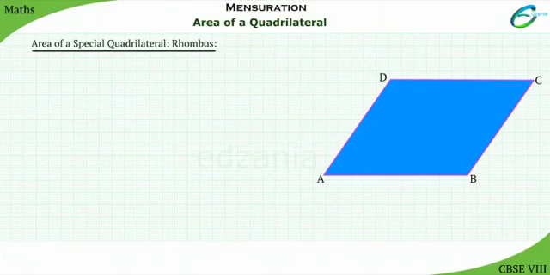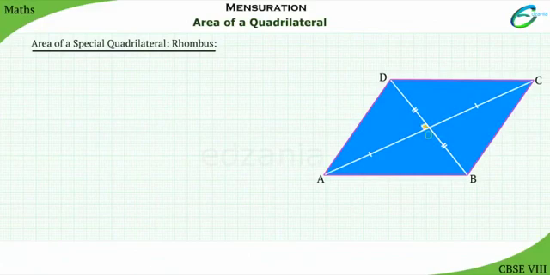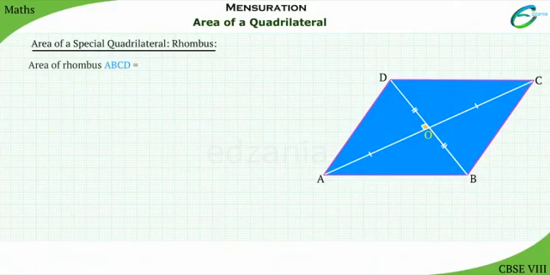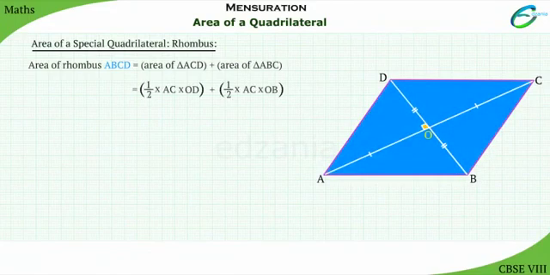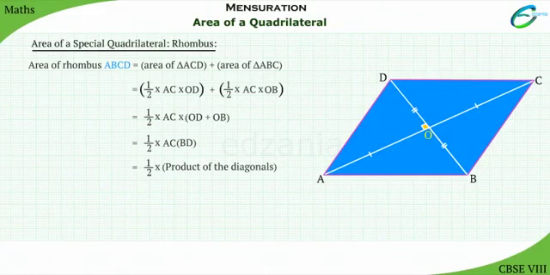ABCD is a rhombus. Therefore, its diagonals are perpendicular bisectors of each other. Here, the area of the rhombus ABCD is equal to the sum of the area of triangle ACD and the area of triangle ABC. By simplifying this, we get the area of a rhombus as half the product of its diagonals.